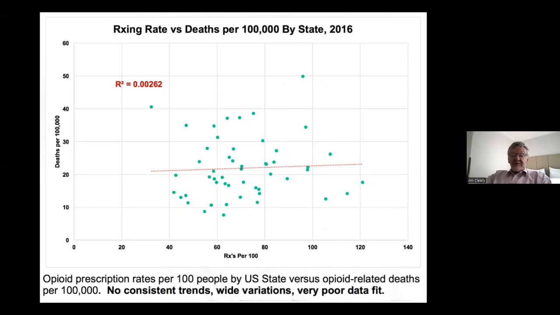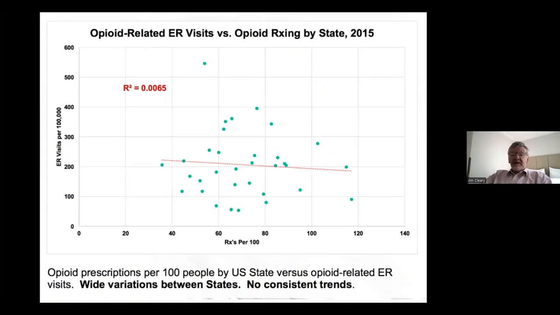But if we look at the different states, the deaths and prescriptions, there's actually been no linkage between the number of prescriptions provided and the deaths per 100,000. Very little, and even these are the opioid-related ER visits. We've got, I would say, a flat line there, slightly negative, no consistent trends.